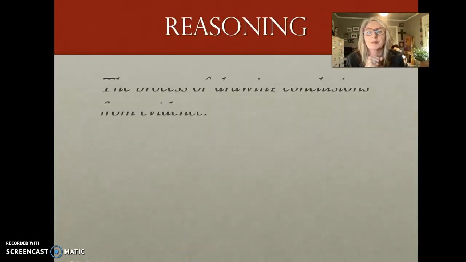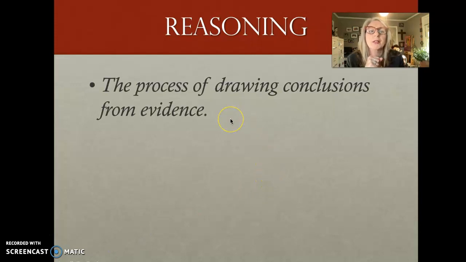Okay, reasoning. So the process of drawing conclusions from evidence. Okay, think about this. How many of you watch those detective shows and cop shows and law shows, trial shows? Those are the best, right? Because it's sequential, it's linear. You find the person who did it, you find the evidence, right? There's different kinds of evidence.